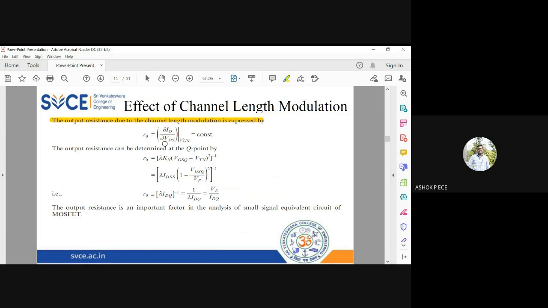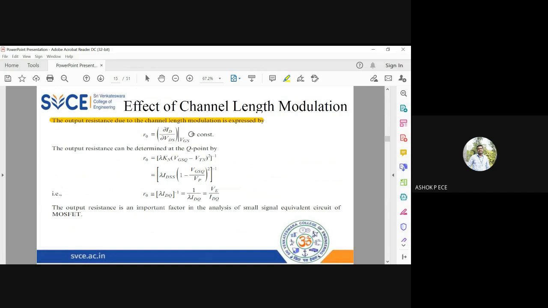Okay, ID by VDS at constant VGS. This is actually going to be inverse, because resistance is voltage by current, correct? So here they have given ID by VDS. After taking the ID by VDS differentiation, you have to take the inverse for that.